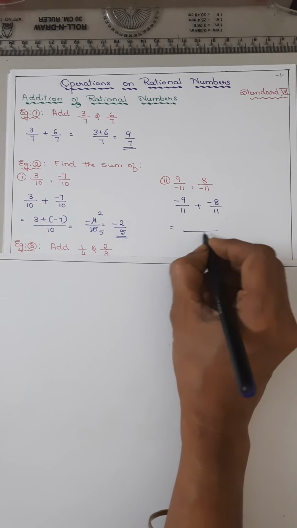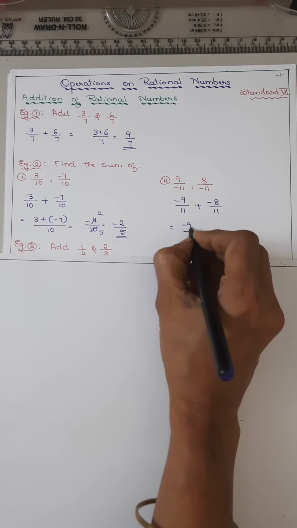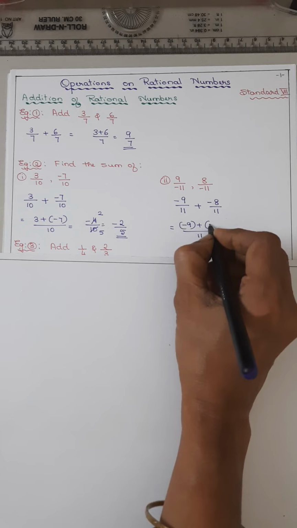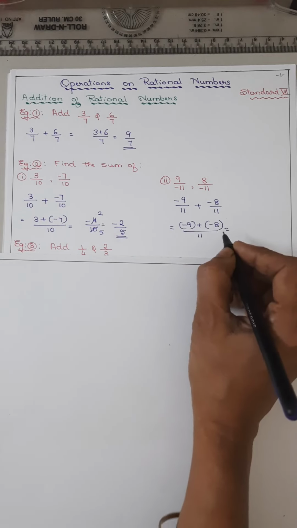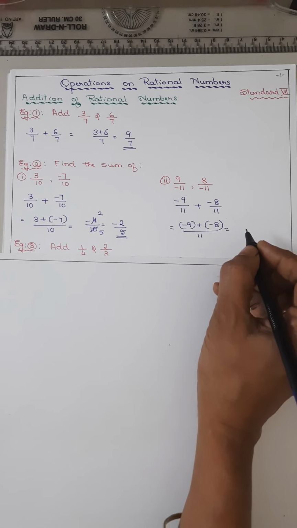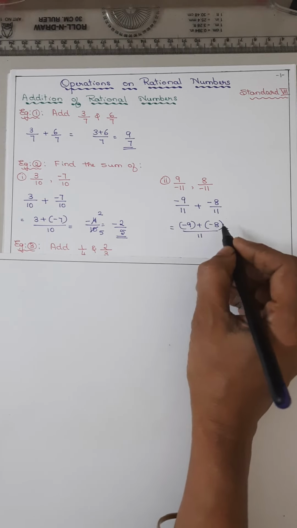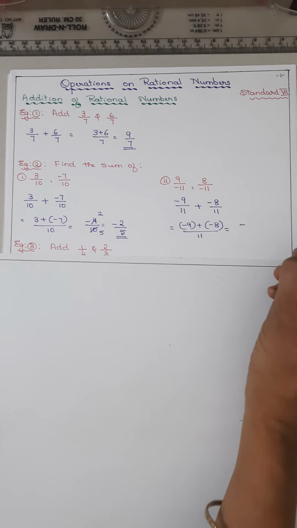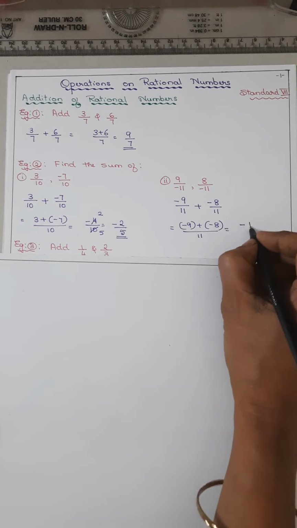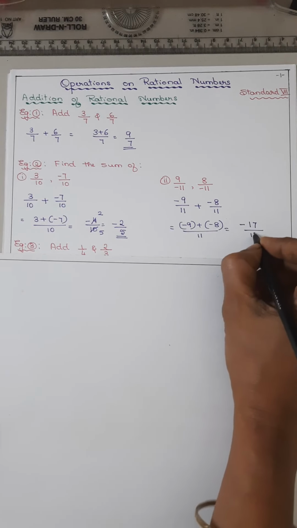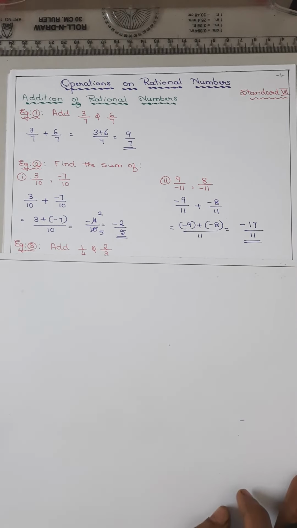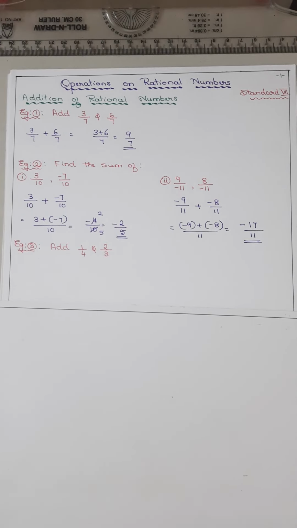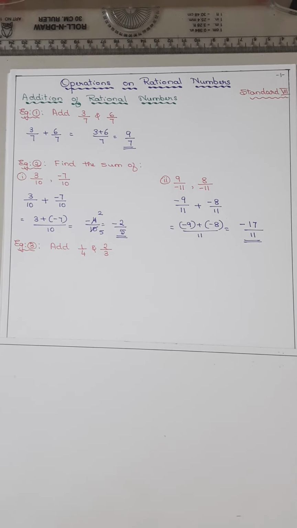Now denominator is 11, minus 9 plus minus 8. Now the signs are same, so we have to look for the sum, that is add, and both are negative, so put the negative sign. 9 plus 8 is 17 by 11. So the answer is minus 17 by 11. Is it okay? So now coming to example 3.